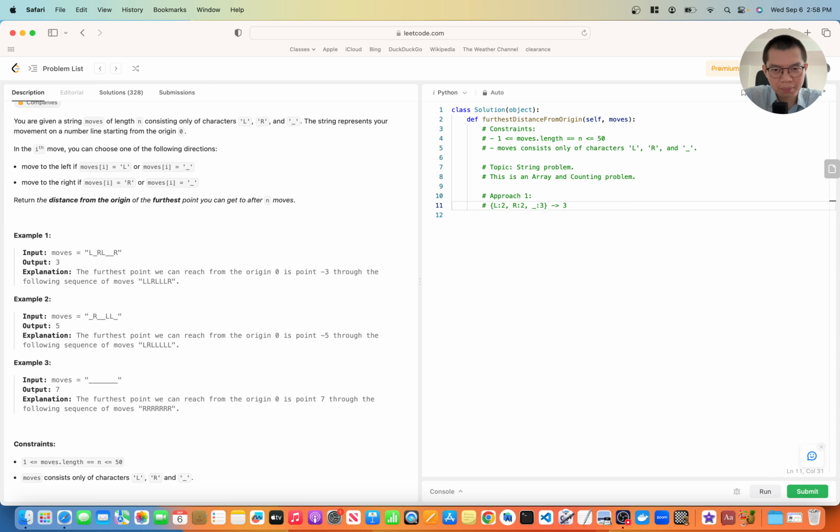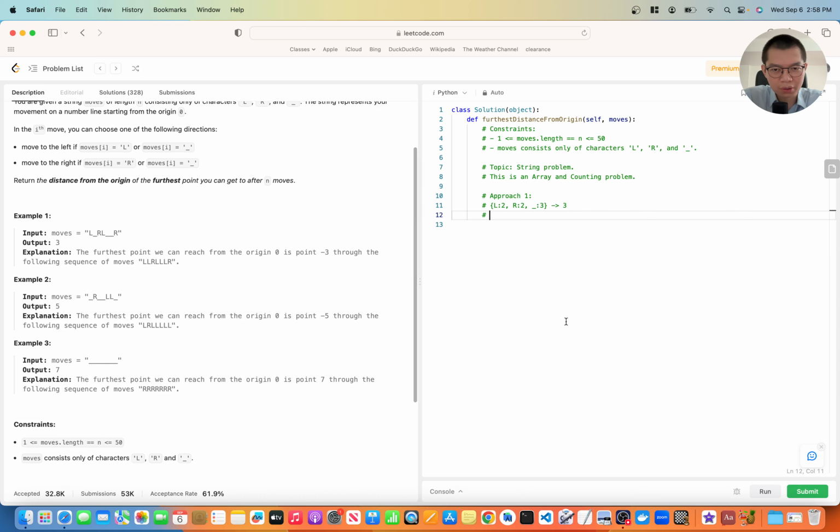The answer is 3. Let's take a look at this second example right here. So let's do the same thing. You have L equals 2. You have R equals 1. And then how many underscores do you have, right? 1, 2, 3, 4.